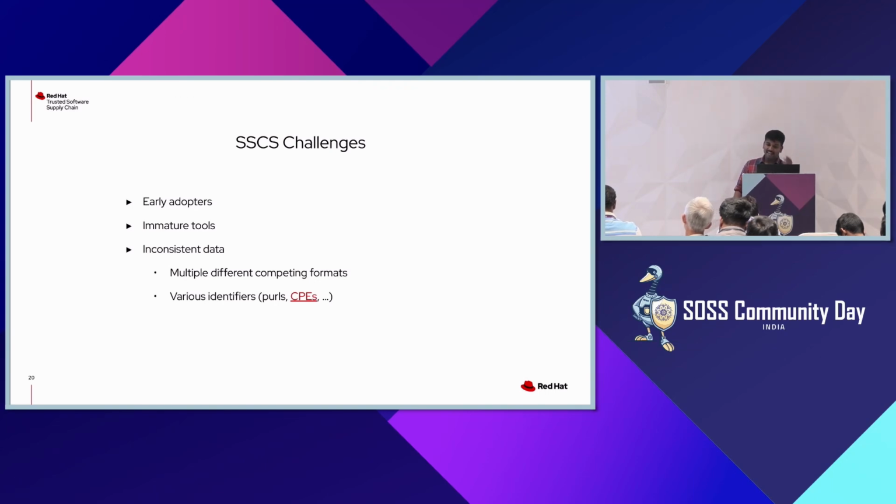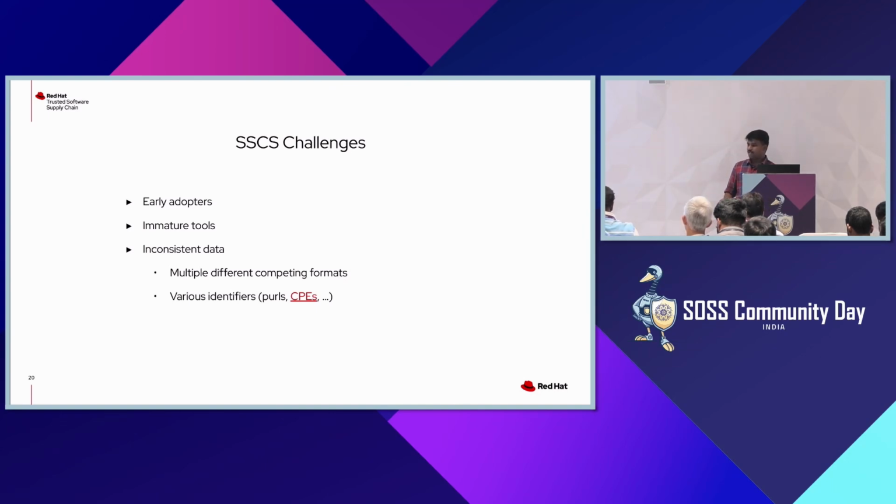And finally, inconsistent data. This is actually the most obvious reason for the challenges, to be honest, because we have multiple different formats. We already know SPDX and CycloneDX. We have SWID as well, and in-toto also has an SBOM format. And the second thing is various identifiers, starting with PURLs, CPEs, and we have OmniBOR. So there are multiple things that can be used as identifiers over here.